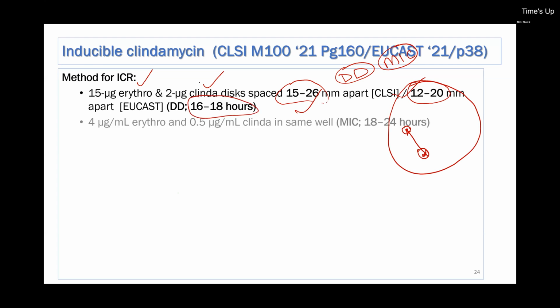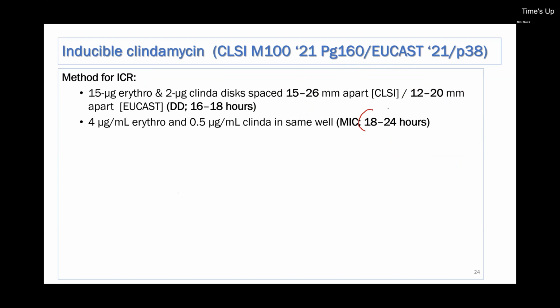What about MIC? In the microtiter well, we add erythromycin, clindamycin, a mix of the two, and the isolate, and look for whether any growth is coming in this combined well or not. This is how we do testing. And the incubation is a little extended. What is normally recommended as 16 to 20 hours, here it is 18 to 24 hours.